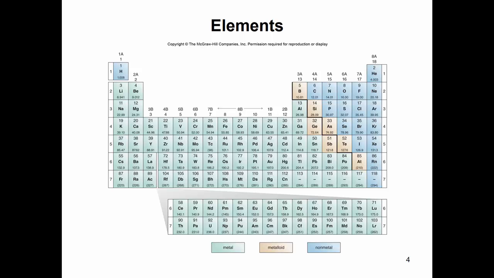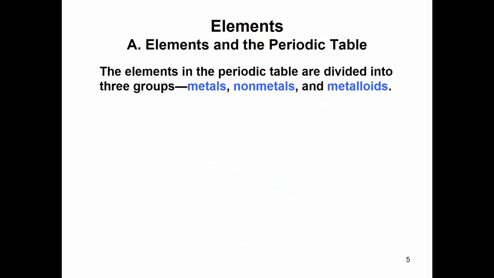Here's a periodic table. I want you to take note of the color coding here. So we've got metals, metalloids, and nonmetals on our periodic table.